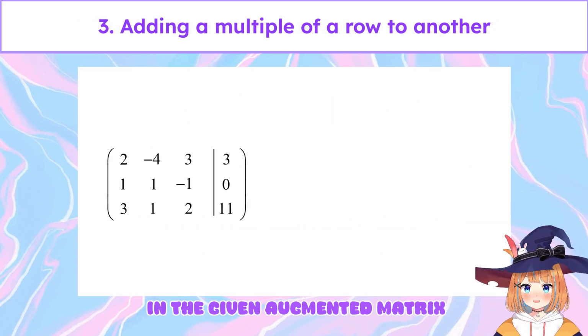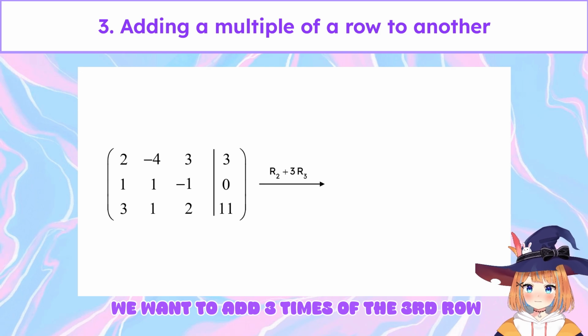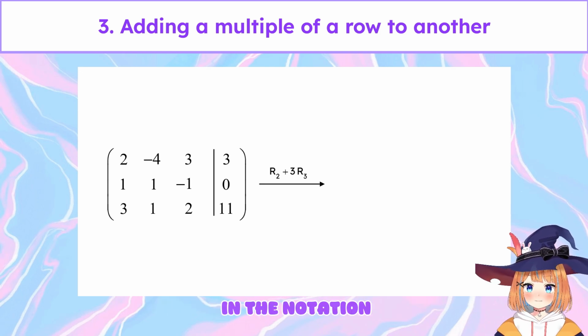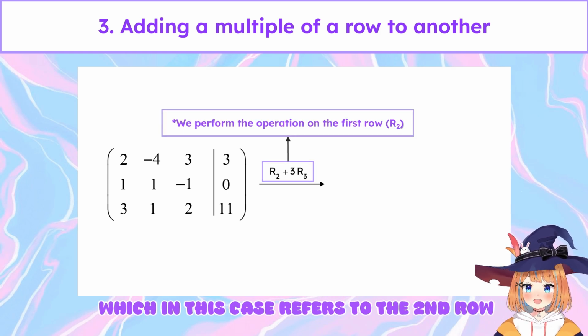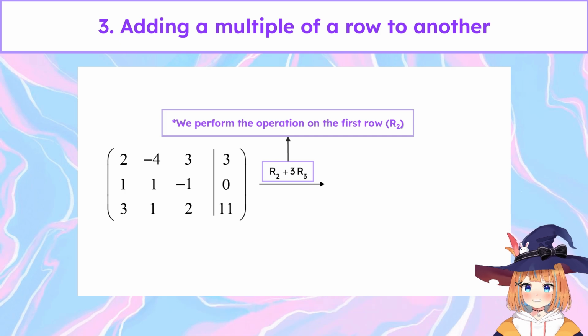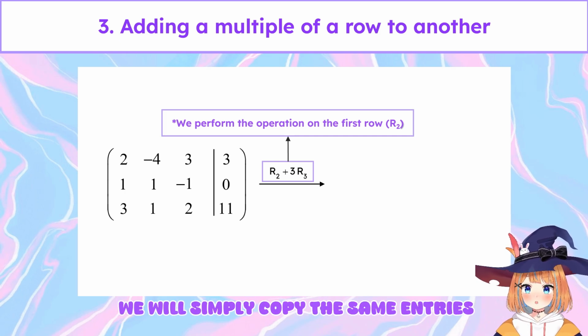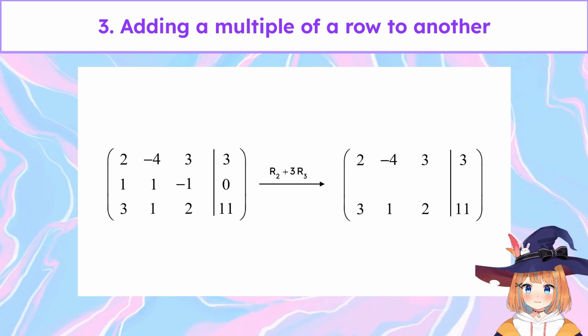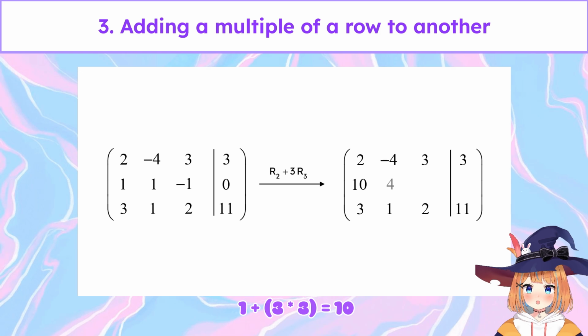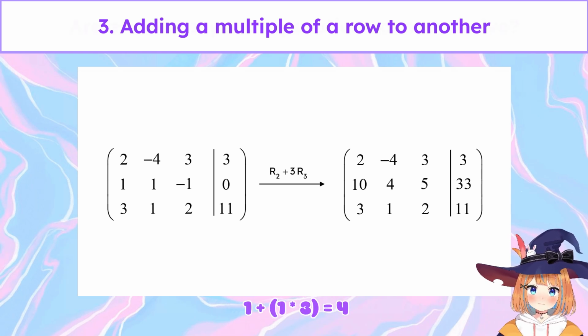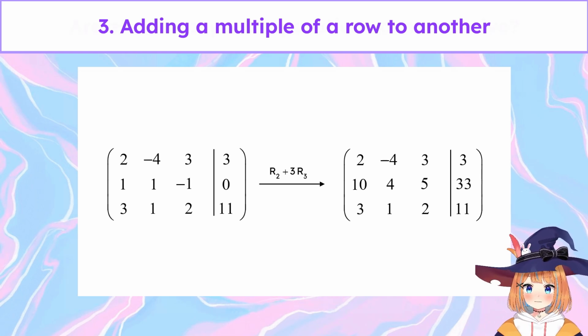The third operation that we can perform is adding a multiple of a row to another. In the given augmented matrix, we want to add 3 times of the third row to the second row. In the notation, it is important to note that we will perform the operation on the first row mentioned, which, in this case, refers to the second row. In the new matrix, we will simply copy the same entries for the first and third row. For the second row, the entries will be 1 plus 3 times 3 equals 10. 1 plus 1 times 3 equals 4. Negative 1 plus 2 times 3 equals 5. Followed by 11 plus 3 times 3 equals 33.